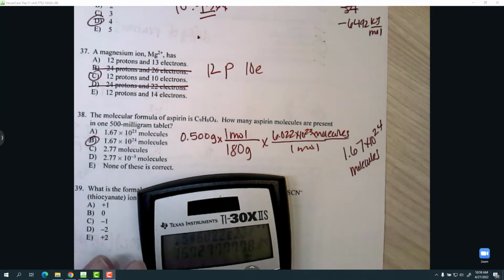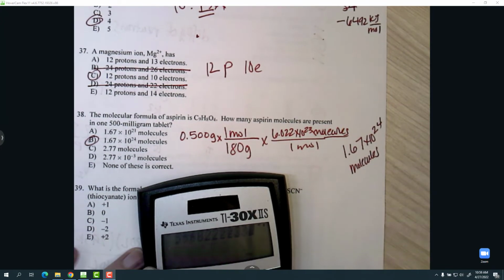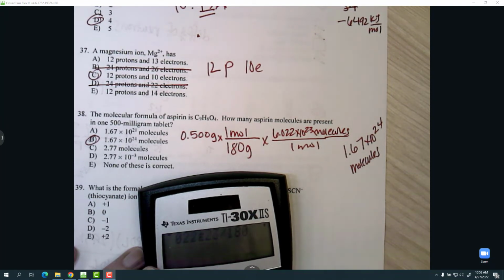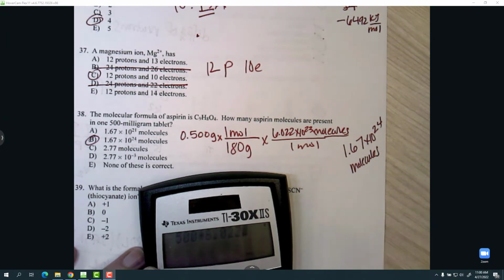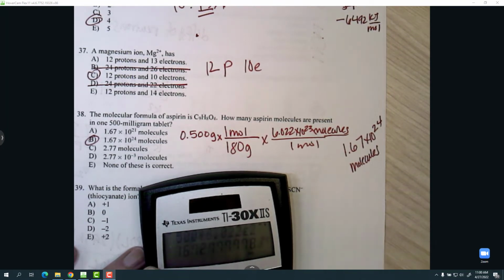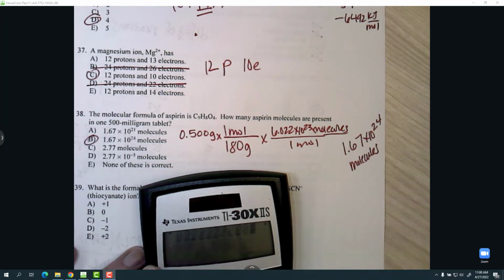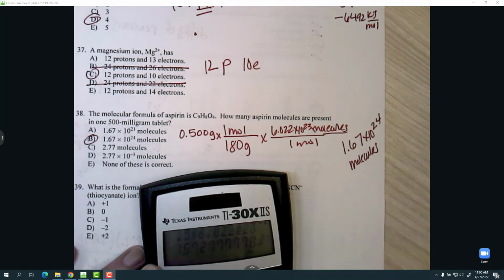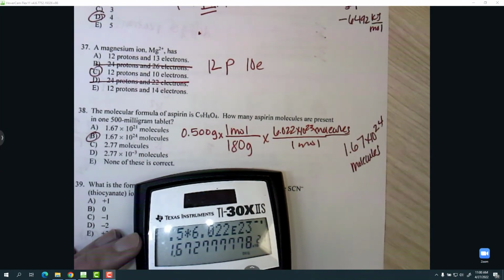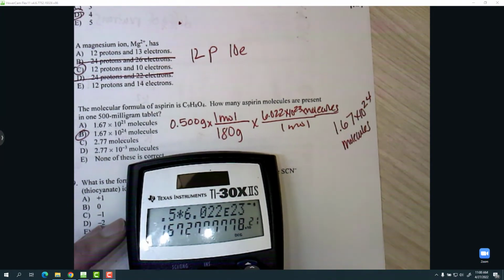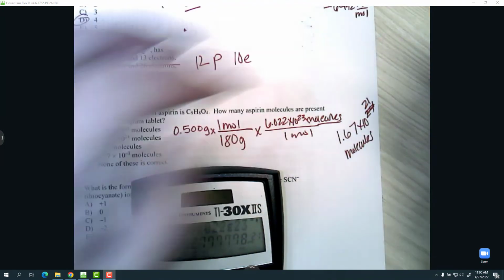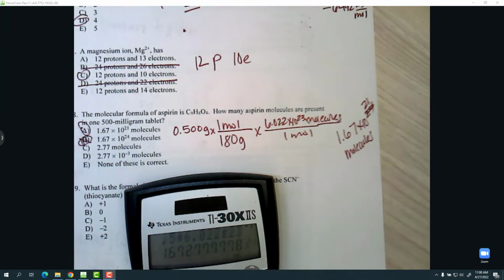I did not get the same answer as the answer key. Did I do it right? Okay, hold on. 6.022 times 10 to the 23rd divided by 180. Oh, I don't know what I did. It is 1.67 times 10 to the 21st with exactly the work as we did it, so I'm not sure what I did the first time. Okay, there we go.